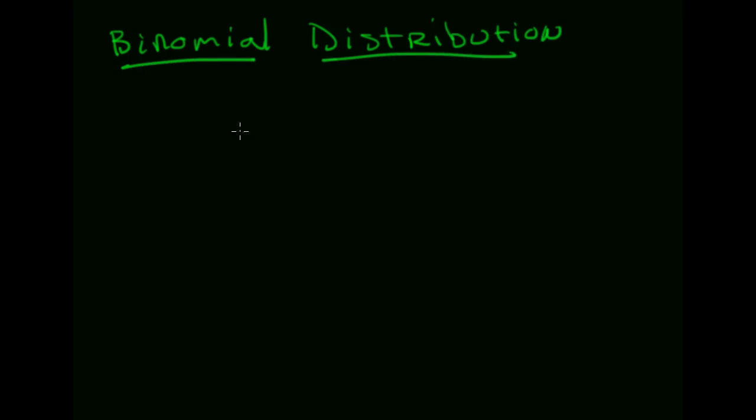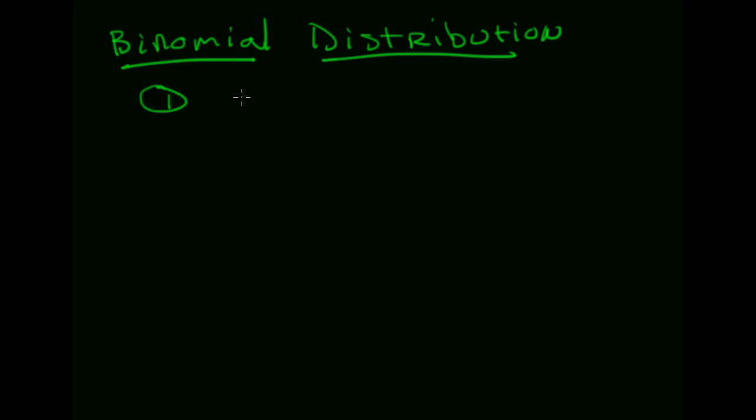Okay, so this is the beginning of talking about the binomial distribution. In a binomial distribution, this is used to find probabilities that model certain things.